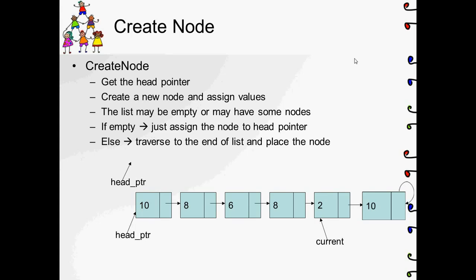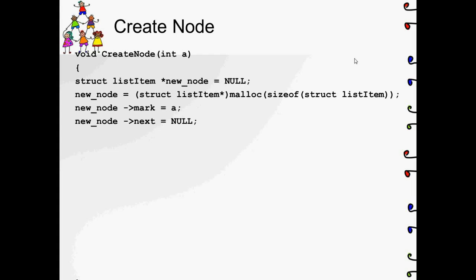So let's start with the head pointer, and then we use another pointer called current pointer, so that we can use that for traversal and finally end at the append at the end. Okay, so let's do that. First we are declaring the node, struct list item, and then we are making it null. Then the memory allocation happens, then we are setting a value. After setting the value, we are setting the next to null, assuming it is going to be the last node.